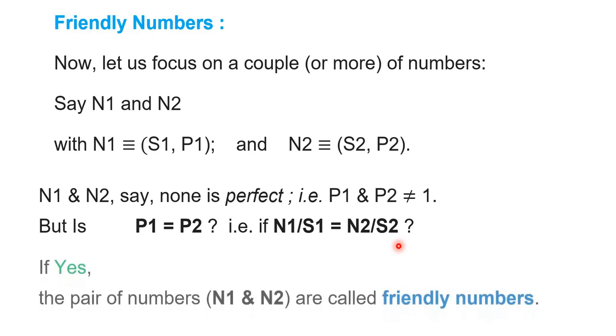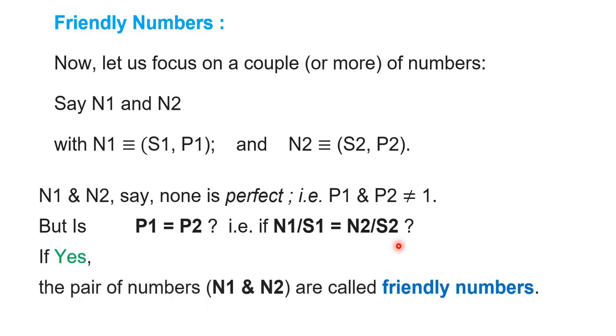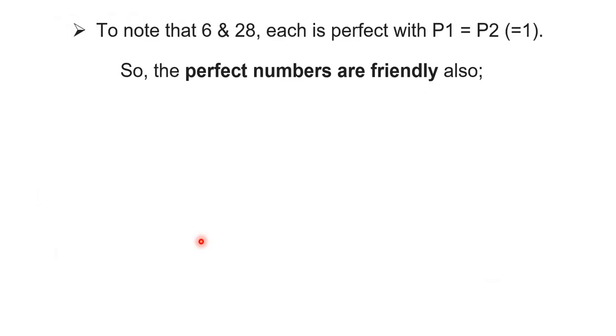And if the answer is yes, then the pair of numbers n1 and n2 are called friendly. That means the perfection index, they have the same, though they are not perfect, not equal to 1. Note that 6 and 28 are each perfect, that means p is 1, so p1 and p2 are both 1, so they are equal. That means these two numbers 6 and 28 are perfect numbers and are friendly also, right? Because they are the same by definition.